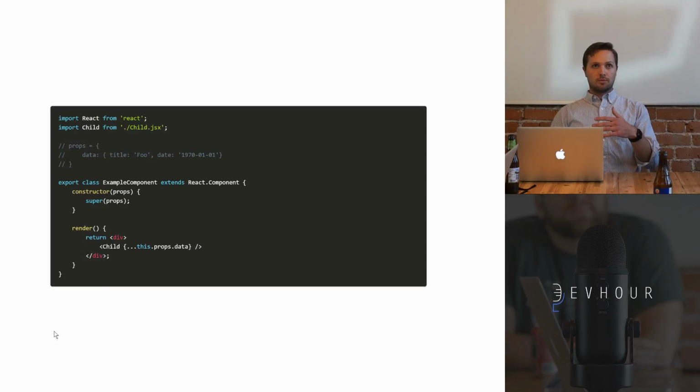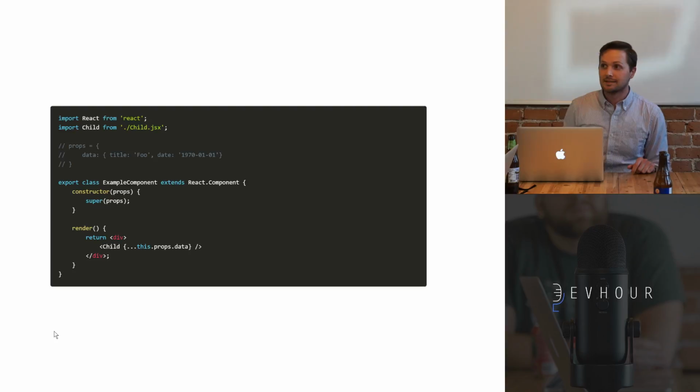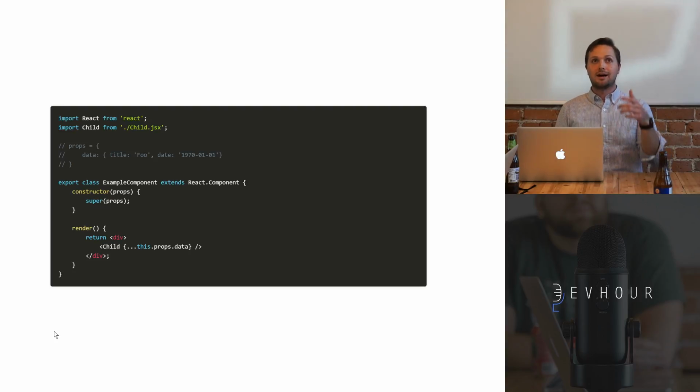So you can see here in this comment, this is what we're emulating as far as the props that are going to be coming into this example component. It would be an object that would have a key of data, and it would have a property of title and a property of date.